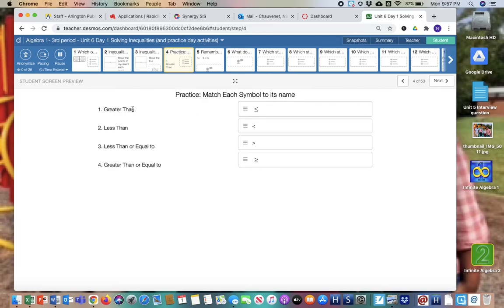So with that in mind, let's make sure we understand what the different symbols are, which is really a review from pre-algebra, but it's important that we understand the concepts. So we're going to match each symbol to its name. Greater than is when you have the greater than sign, where the larger side is pointing to the left. Less than is where the open side is pointing to the right. Less than or equal to has the open side pointing to the right with the line under it. Greater than or equal to has the open side pointing to the left with the line under it.